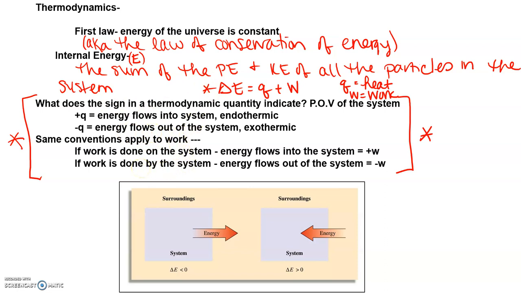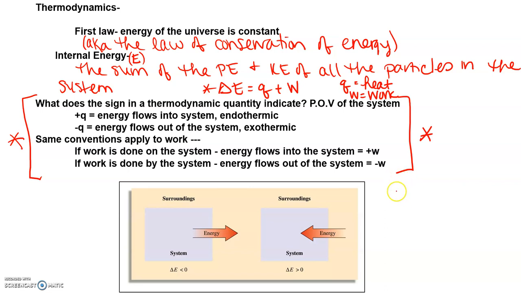The same sort of conventions apply to work. So if work is being done on the system, that means that energy is flowing into the system, so you have a positive W. And then the opposite is true. If work is being done by the system, and so the system is exerting that energy, it's leaving the system, you have a negative W.